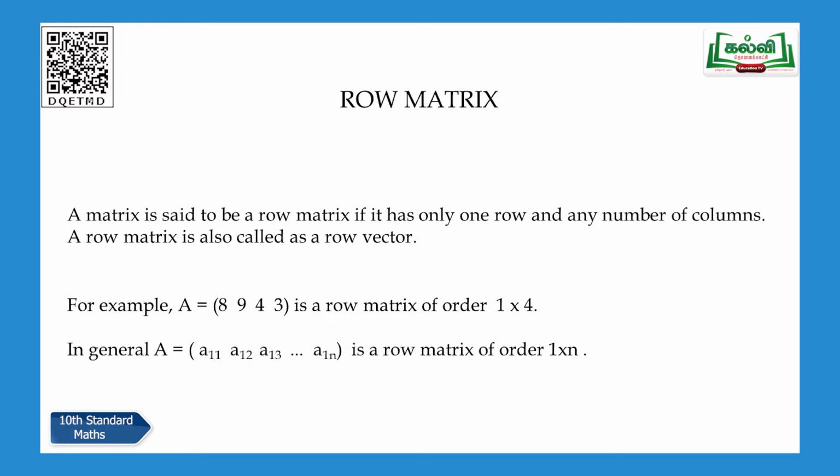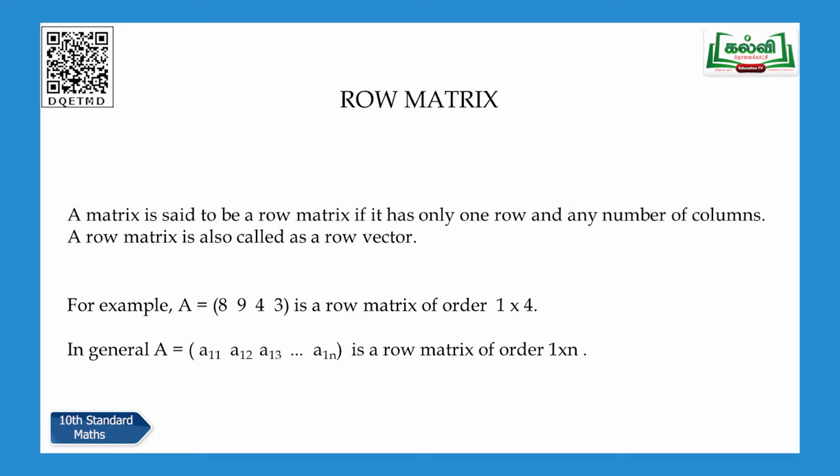In the name itself, it is clearly said it is a row matrix. So row matrix means that it has only one row and any number of columns. So row matrix means you have only one row, but the columns may be different. A matrix is said to be a row matrix if it has only one row and any number of columns. A row matrix is also called a row vector. For example, A is equal to 8, 9, 4, 3 is a row matrix of order 1 by 4.